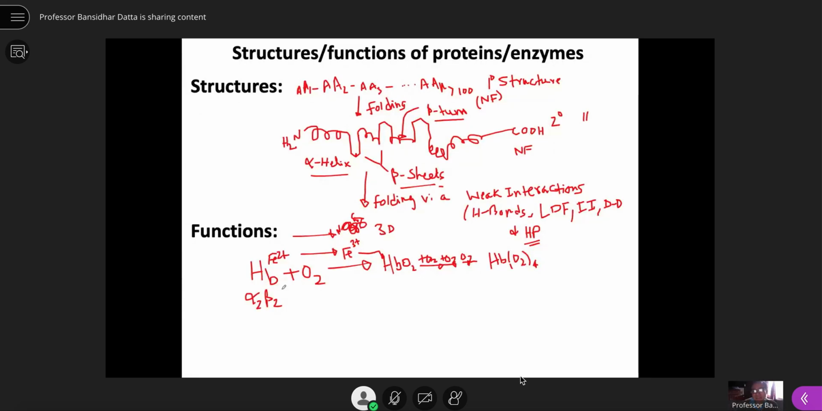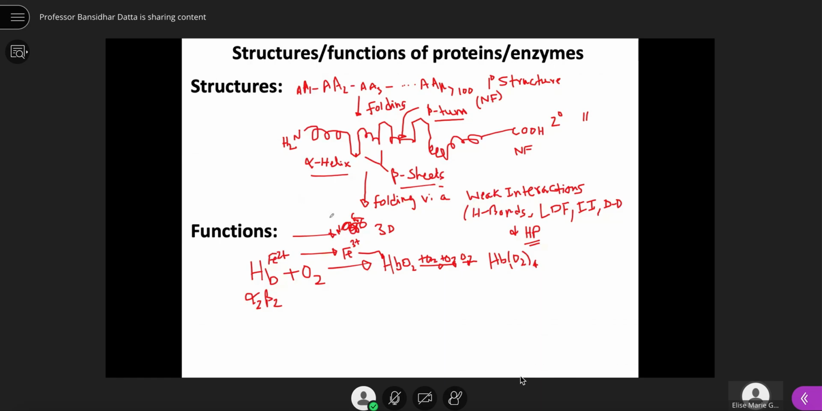The alpha and beta are the names of the polypeptides. Remember that ATP synthase has A, B2, C8 to 10, 8 to 15, and F1 has alpha 3, beta 3, gamma, delta, epsilon, the Greek letters. So alpha 2, beta 2 is a heterotetramer, 4 polypeptides together. And within the polypeptides, there are plenty of alpha helices and beta sheets, many of them.